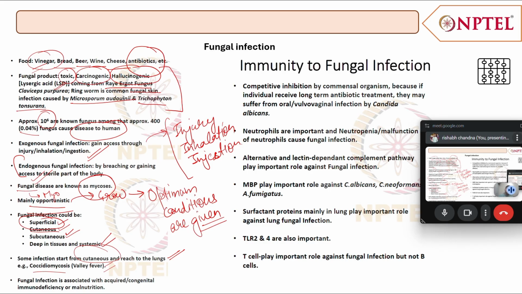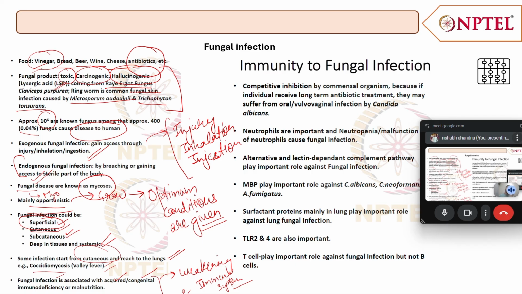Then fungal infection is associated with acquired or congenital immunodeficiency or malnutrition. Most fungal infections are associated with acquired or congenital immunodeficiency because they cause weakening of the immune system, and subsequently they try to gain all the nutrition from the body. That's why they also cause malnutrition.